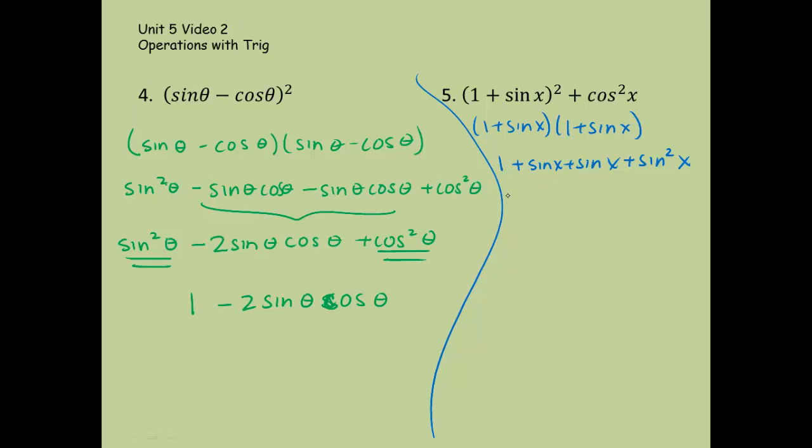So putting that all together, I get 1 plus 2 sine of x plus sine squared of x, and now I will not forget that plus cosine squared of x, which, once again, is our Pythagorean identity, sine squared of x plus cosine squared of x equals 1. So I'm going to have the 1 I have over here plus the 1 I got from my identity to be 2 plus 2 sine of x. And that is my final answer for this one.